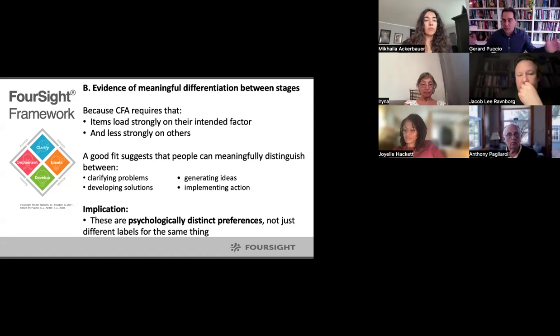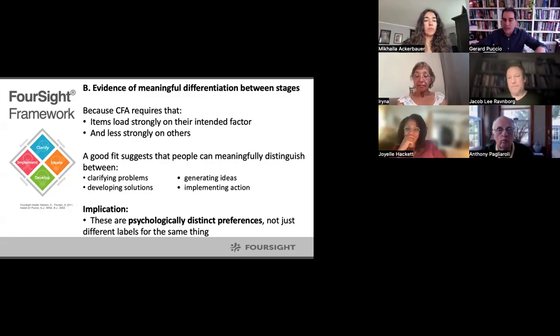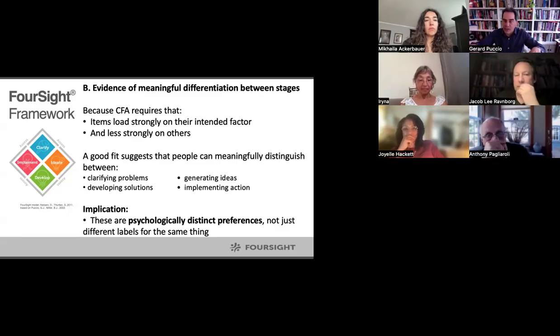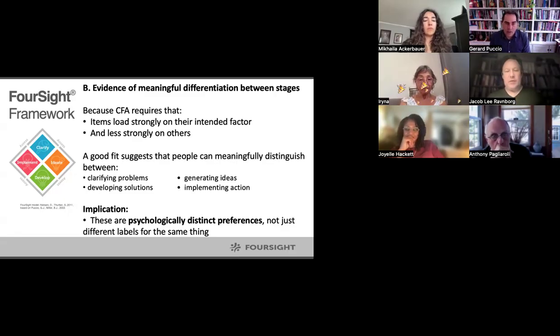We should celebrate this because we've been thinking about creative problem solving for decades. We've been hypothesizing, conceptualizing that there are different stages in the process. Now we have the empirical evidence to prove it. Let me say that again. We now have the empirical evidence to prove conceptually that human beings identify these 4 stages as different stages within the creative process. So the implication, last bullet point on this slide, is that these are indeed psychologically distinct preferences, not just different labels for the same thing.